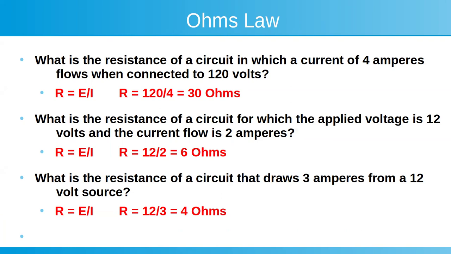So what is the resistance of a circuit for which the applied voltage is 12 volts and the current flow is 2 amperes? Same formula, plug in 12 and 2, we get 6 ohms. Same thing again with 3 amps and 12 volts. Divide 12 by 3, we got 4 ohms.